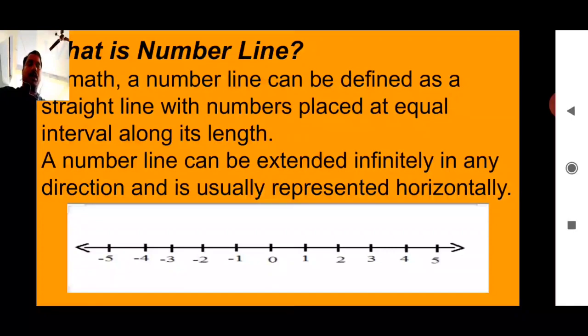First one, what is a number line? You have already studied number lines and representing numbers as natural numbers, whole numbers and integers in classes 6 and 7. If we want to revise it, then what is a number line? A number line can be defined as a straight line with numbers placed at equal intervals along its length. A number line can be extended infinitely in any direction and is usually represented horizontally.